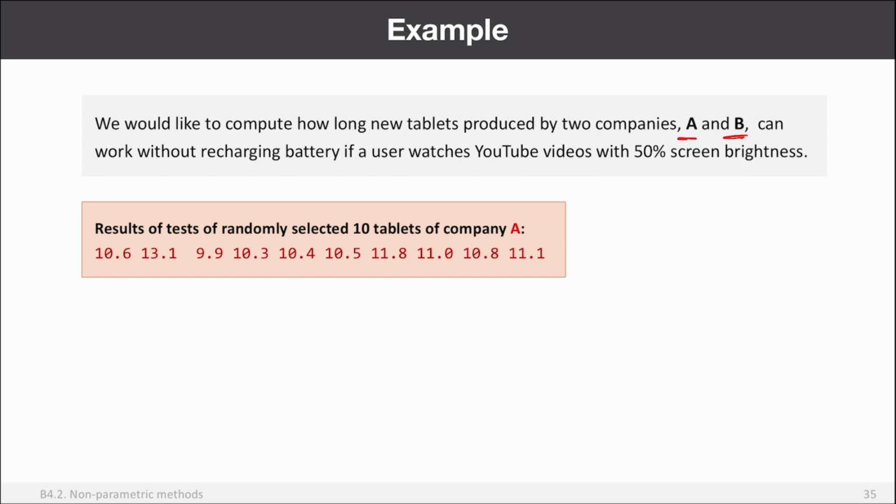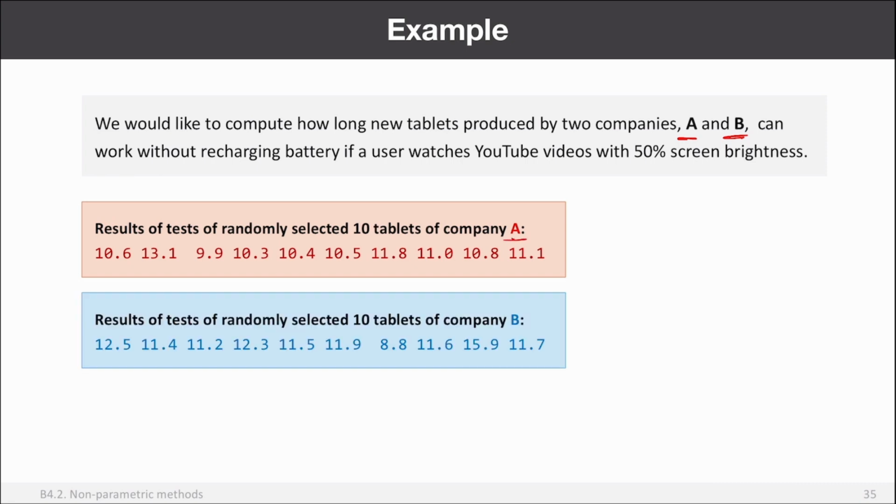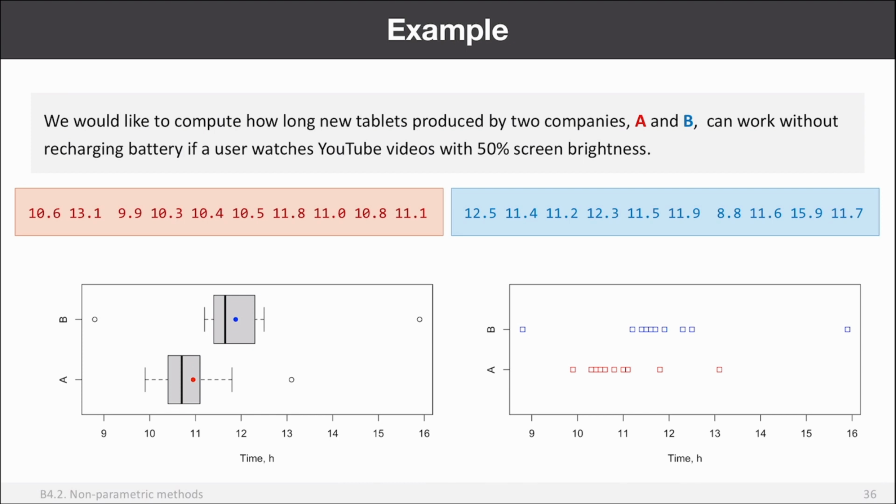This is the results of 10 tests I carried out for tablets produced by company A. This is the results of also 10 tablets produced by company B, right? So this is the hours, how long they could work just by watching YouTube videos, okay? And then if you make plots, you will clearly see why it can be problematic for a parametric approach, right? For example, let's start with this strip chart, right? You can see that, for example, B has the smallest and at the same time the longest time, okay? And then you can see that the variation is quite big because of these two outliers.